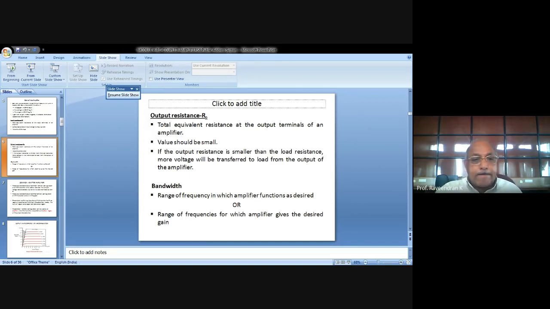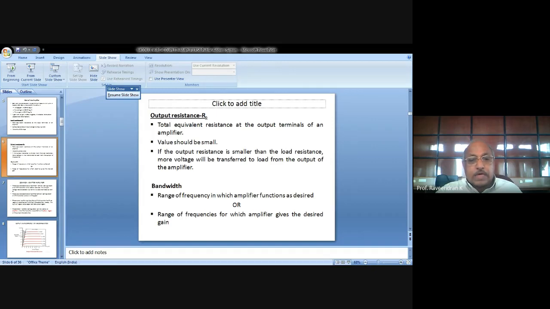So hence resistance RE ensures the thermal stabilization of the circuit and the collector emitter voltage VCE. That is also independent of beta and all those things. Now applying Kirchhoff's voltage law, KVL.